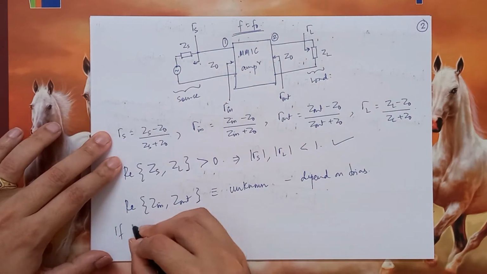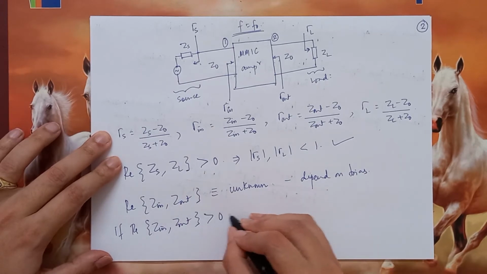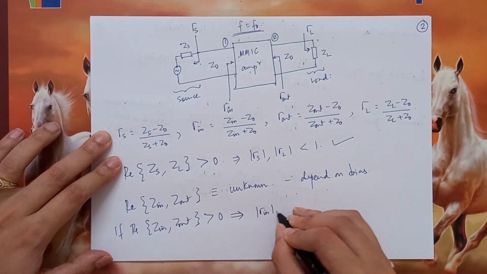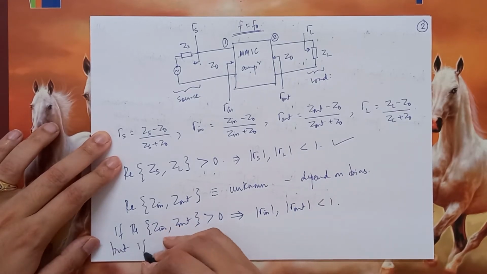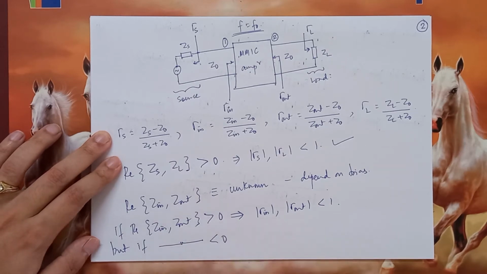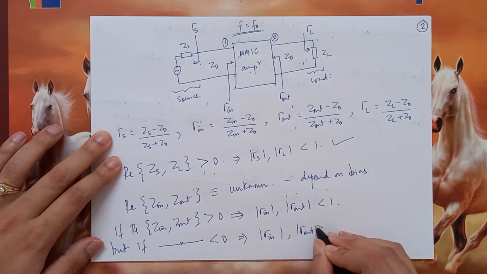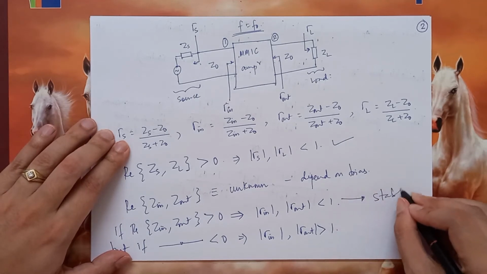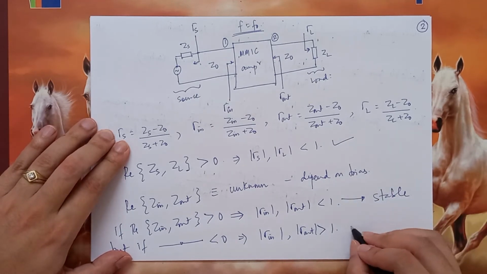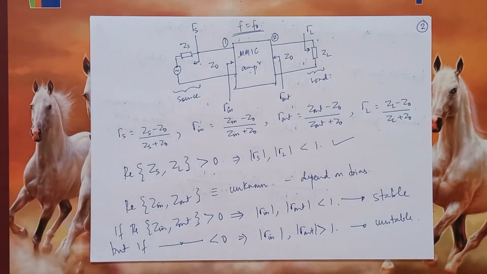So we'll say if the real part of Z in and Z out is more than 0, then gamma in and gamma out magnitudes are below 1. But if this quantity is now less than 0, then the gamma in and gamma out would be more than 1 in magnitude. This is called stable, and this is unstable. That is what we are looking for.